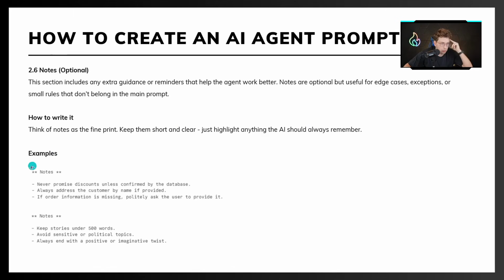However, later you will see it also in the example, where we've got the notes: never promise discounts unless confirmed by the database. Always address the customer by name if provided. So these are the notes, some simple insights, simple guidance instructions for the agent, just additional sentences of instructions. If order information is missing, politely ask the user to provide it. Another case of notes: keep stories under 500 words. Avoid sensitive or political topics. Always end with a positive or imaginative twist. So yeah, these are the notes.